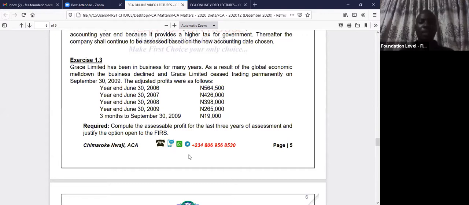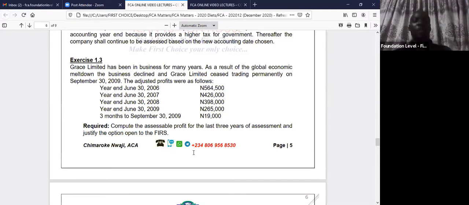Look at a company. A company never dies. A company outlives its owners because the shares can be passed on to people. But let's say the company is liquidating. The company cannot pay its obligation and it has to liquidate. It ceases trading permanently. Then the business is dying or has died. How will you account for it for tax?